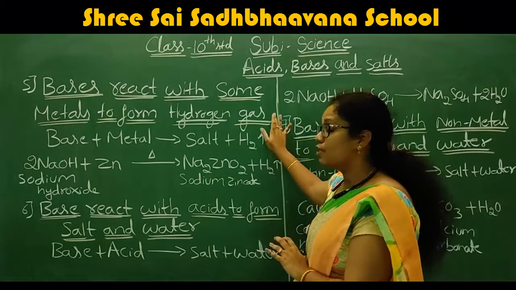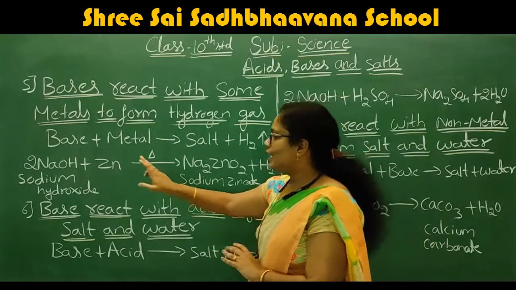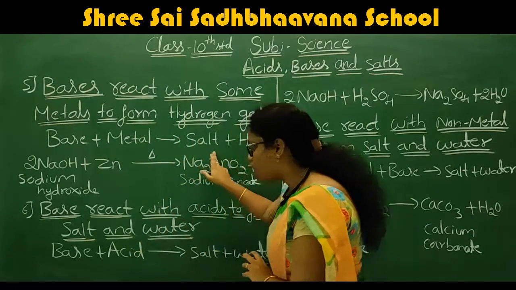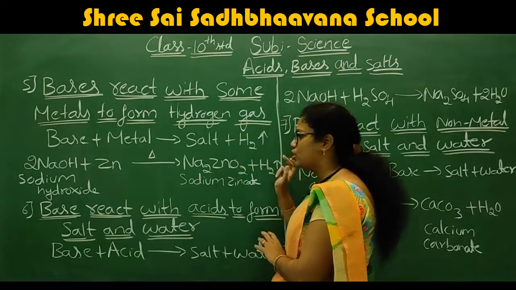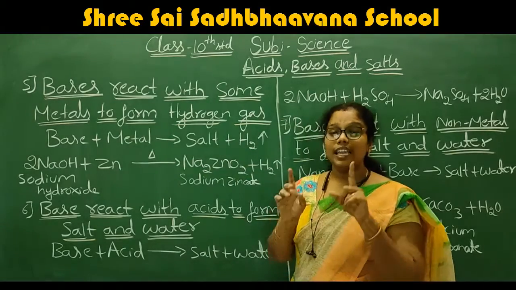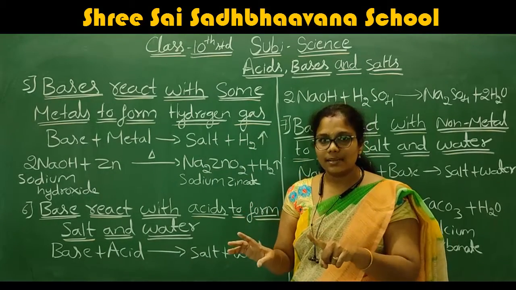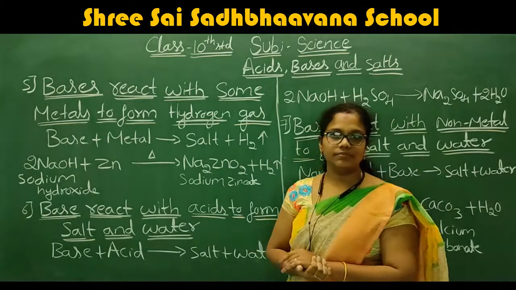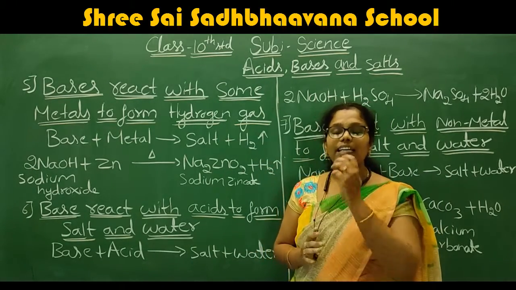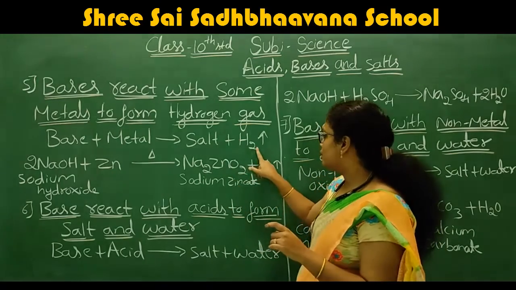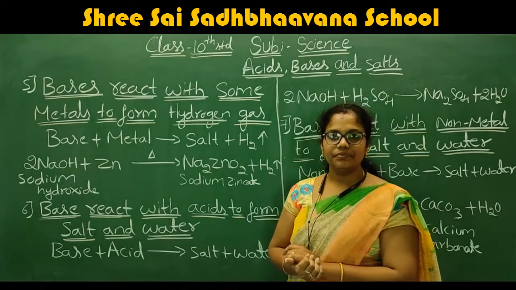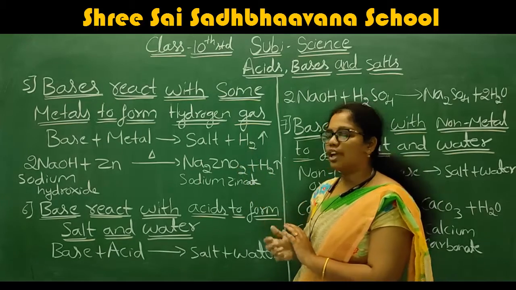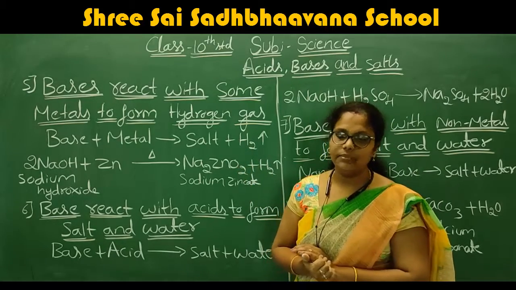The general reaction for this property is: if any base is reacted with a metal, it forms salt and hydrogen gas is liberated. For any gas that is liberated, you write an upward arrow mark. That mark indicates the liberation of the gas. Understood? Now we are going to see one example.